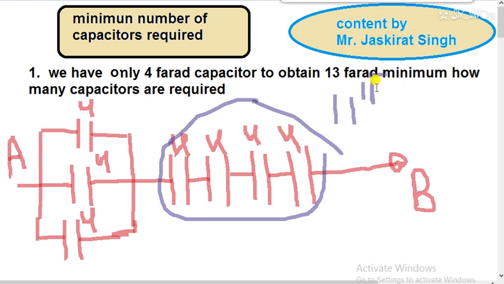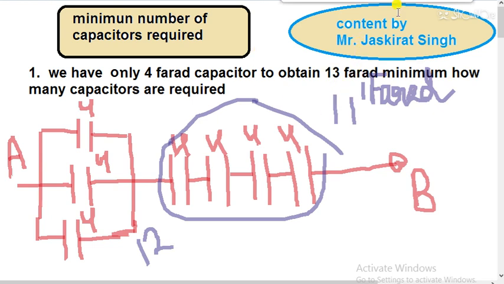Students, farad is the unit of capacitance, if you don't know. In the simple way, this is the smallest combination. This is the minimum number of capacitors required. So always first find the values that you can get.